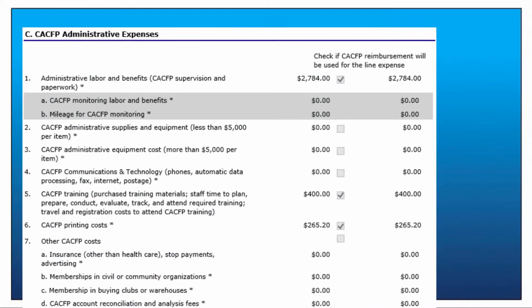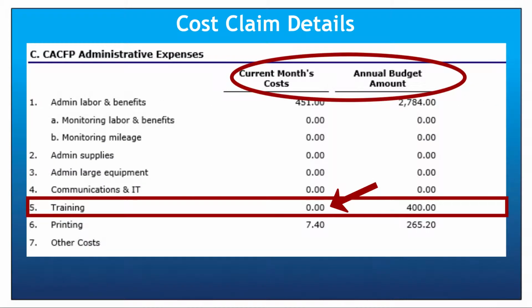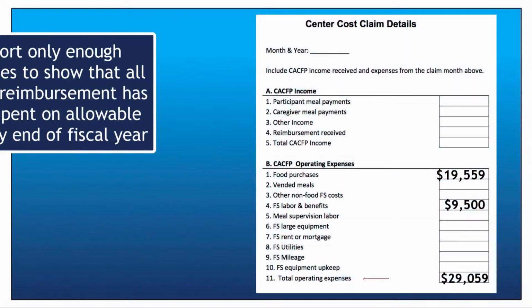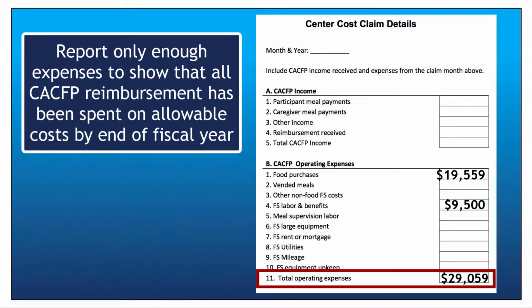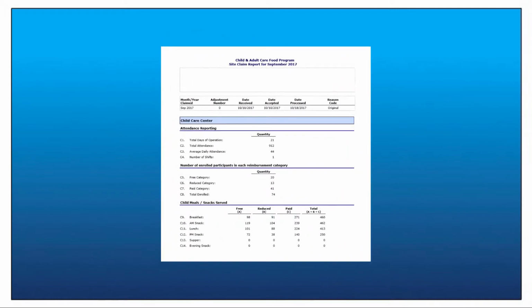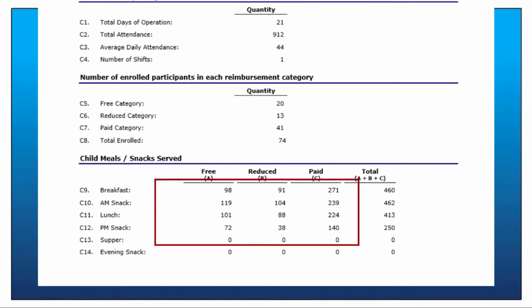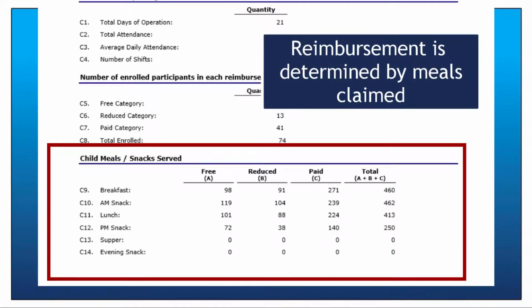However, it is not necessary to report all CACFP expenses listed in the budget in the cost claim details. You must report only enough expenses to show that all CACFP reimbursement has been spent on allowable costs by the end of the fiscal year. Reimbursement is not paid for reported expenses, but instead for the number and type of meals claimed each month.